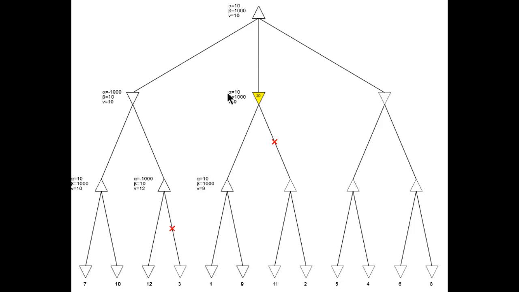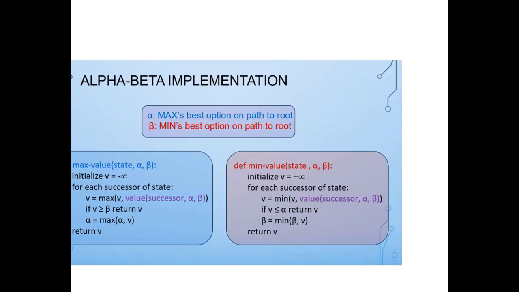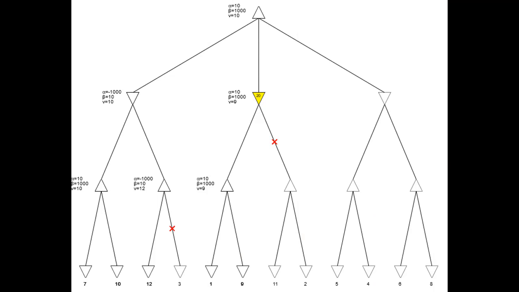Now look, alpha is 10, V is 9. We have a min node, and the min node says if V is less than or equal to alpha, return V, and V is indeed less than or equal to alpha. So we're just going to return V without exploring this stuff. This whole subtree gets pruned, right? So we propagate our V back up, and Max decides that it doesn't like that 9 very much. It would much prefer the 10 that we have on the left.